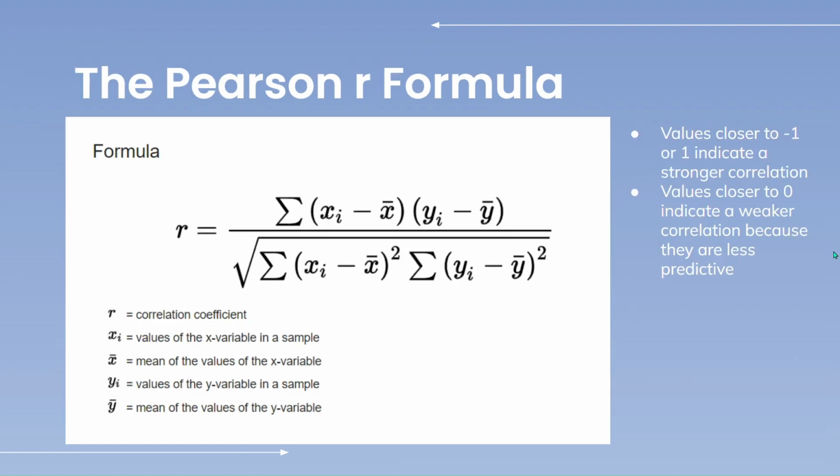Here we have the Pearson R formula, where it indicates the correlation of determination, where values closer to -1 or +1 indicate a stronger correlation. They are more predictive, whereas values closer to 0 indicate a weaker correlation because they are less predictive. So understanding what these symbols mean will allow us to determine that strength, and anything that gives a more predictive value will be helpful in understanding how the relationship is between those variables just by looking at the value and then looking at the visual graph that goes with it.